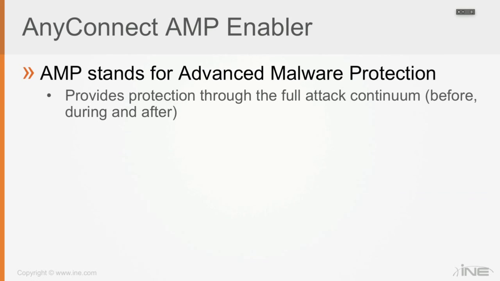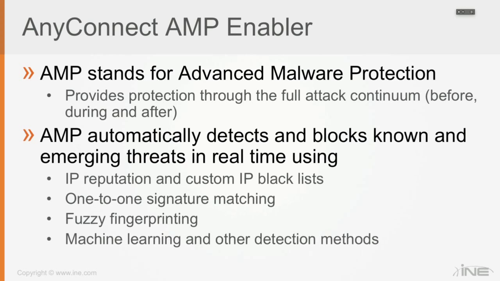So AMP provides protection across the full attack continuum: before, during, and after. AMP automatically detects and blocks known and emerging threats, which means unknown new attacks, in real time, using a lot of built-in features, like for example IP reputation and custom IP blacklists. So if traffic comes in from a specific well-known malicious source on the internet, AMP is going to drop that packet. There's no need even to inspect the packet, because if it comes from a well-known bad reputation source, the chances are 100% or close to that it's also going to be malicious content.